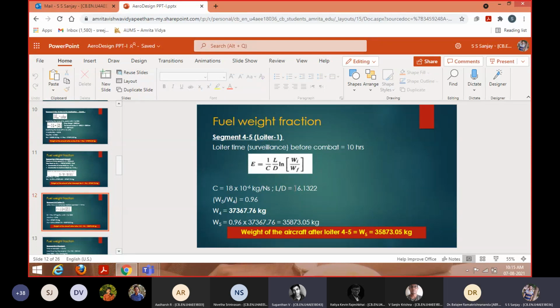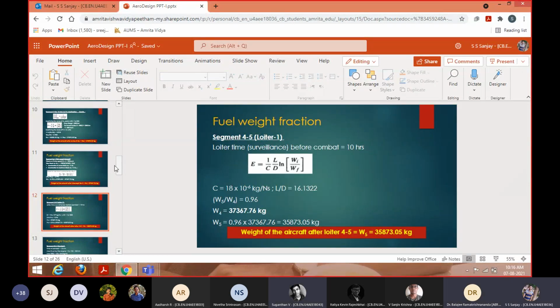That's what my question arises from, because during loiter we usually take the maximum L by D, or the L by D ratio will be higher than that of the cruise. You told you have used the same L by D, that's why I asked this. Correct, because for cruise you use 0.94 of the L by D max. Did you use that 0.94? That's his question. And is that a constant altitude cruise, or are you climbing in altitude while cruising? No, that's a constant altitude cruise.